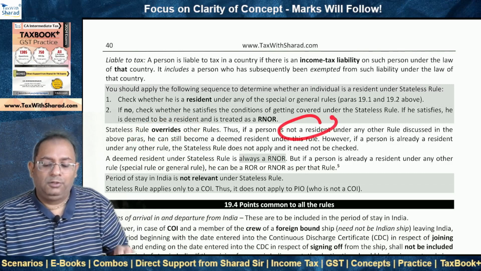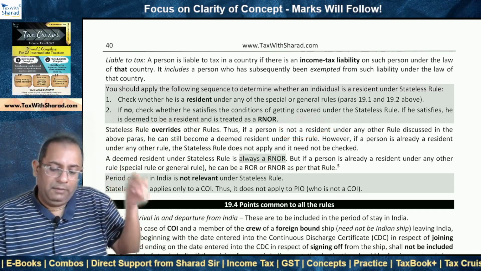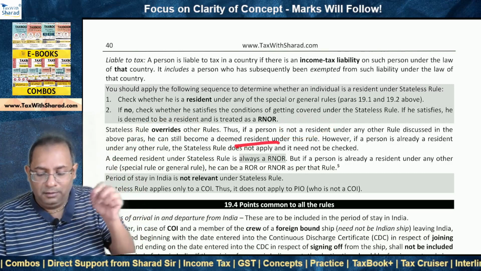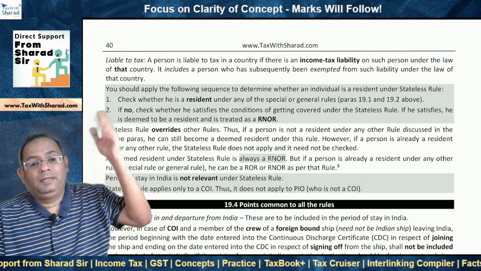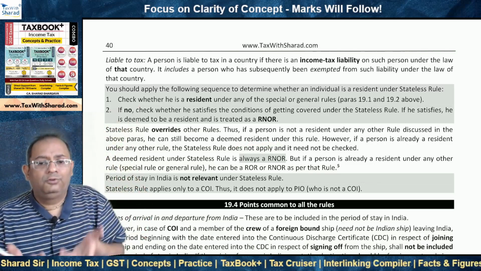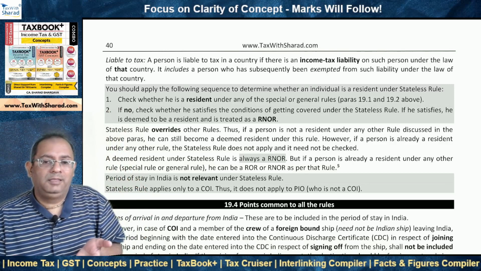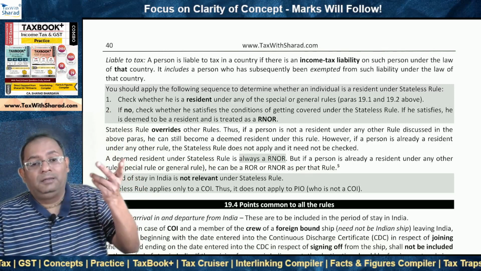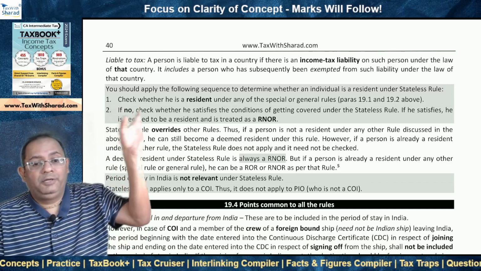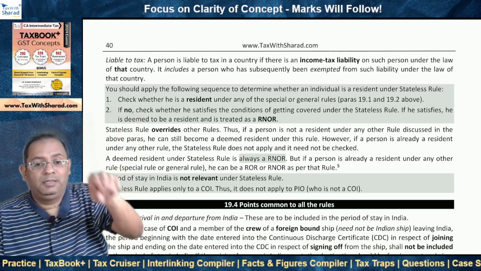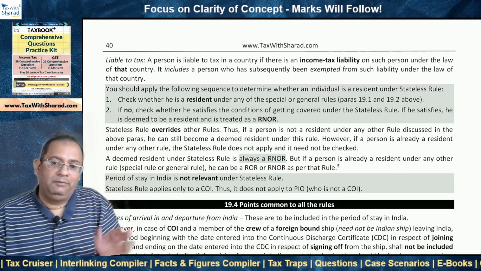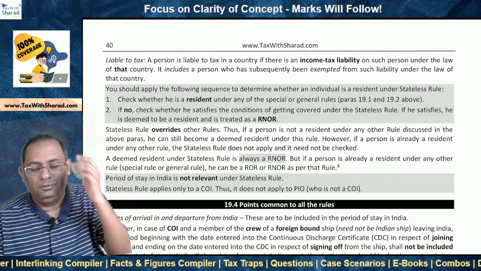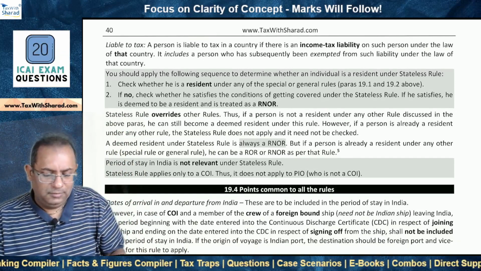That means if the person is not a resident under any other rule, even then the person will become a resident under this rule. But sir, what if a person has become a resident under the special rule? Then of course you need not come to the stateless rule and check. Sir, if the person was not a resident under any of the special rules, but I found that the person has become a resident under the general rule, then also the person has already become a resident, so why should you come to the stateless rule? Then there is no need to come to the stateless rule, right?